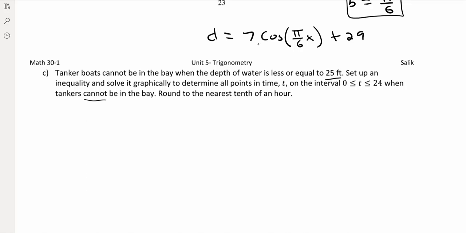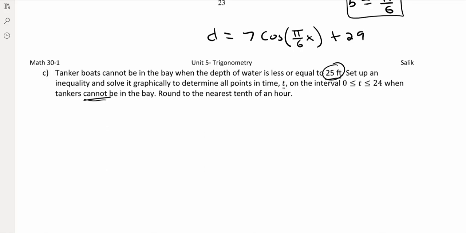So this is really taking this equation, right? We want to say, okay, what are the times when we're less than 25 feet, because that's where they cannot be in the bay. So we want to have everything less than 25 feet. Okay, so let's set this up.